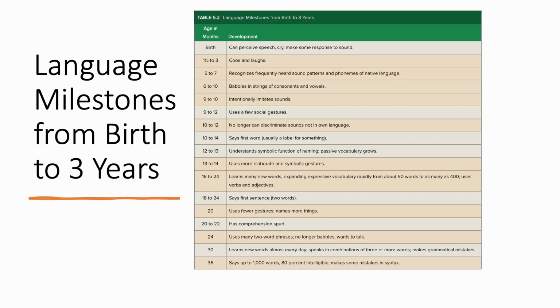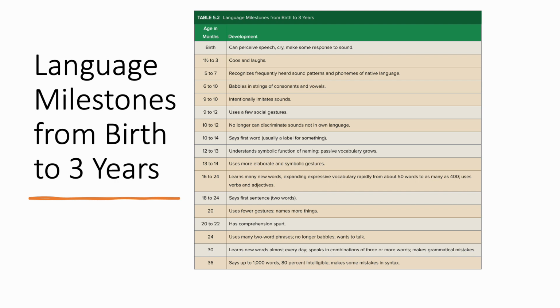Let's take a look at some of the milestones. Language is so important. We should spend a little bit of time reviewing the language milestones from Table 5.2 in your textbook. We don't pop out of the womb using words, but we first have pre-linguistic speech, which is the sound that babies make. At birth, they can perceive speech, cry, and make some response to sound. At 1.5 to 3 months, they coo and they laugh. At 5 to 7 months, they recognize frequently heard sound patterns and phonemes of their native language.